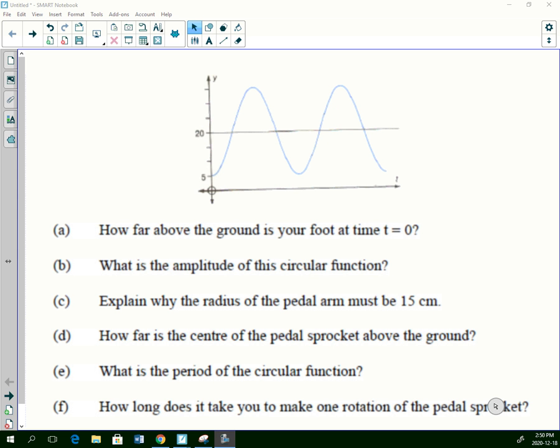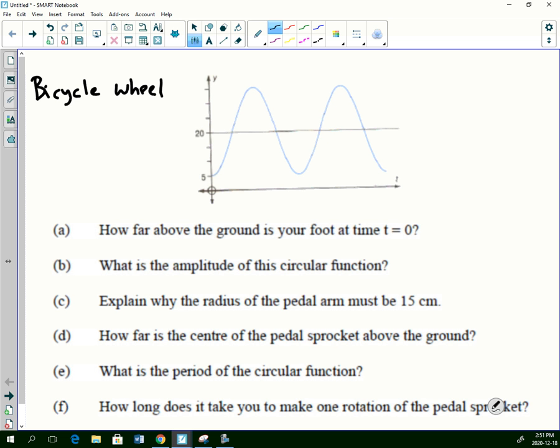Okay, today we'll look at the last part of the guide, which is being able to write an equation given a function or just interpreting a function. So here we have a bicycle wheel, and the person's foot is on the pedal going around. So you can see that it's periodic. The person is cycling and it's going around and around and around.